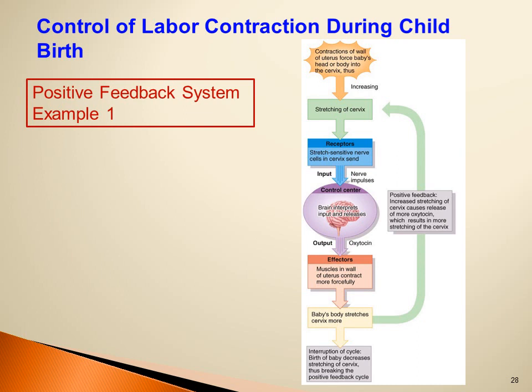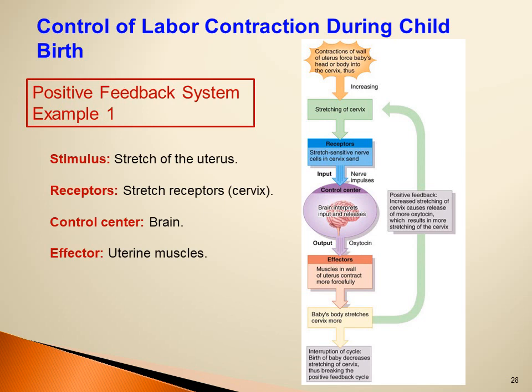That's why the stimulus is stretch of the cervix, and the response is further or stronger stretch of the cervix. That's why it is a good example of positive feedback system. The stimulus here is the stretch of the uterine cervix. Receptors are the stretch receptors in the cervix. Control center is in the brain. The effector organ are the uterine muscles, and the response is further or more stretch of the cervix.